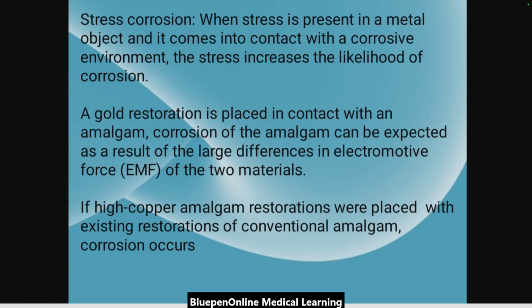Or if the prior restoration of amalgam is done with the conventional alloy, it is preferred to do the next one with the conventional amalgam only and not the high copper amalgam. Because if we place high copper amalgam in the presence of conventional amalgam restoration, it will lead to corrosion of the conventional amalgam restoration.